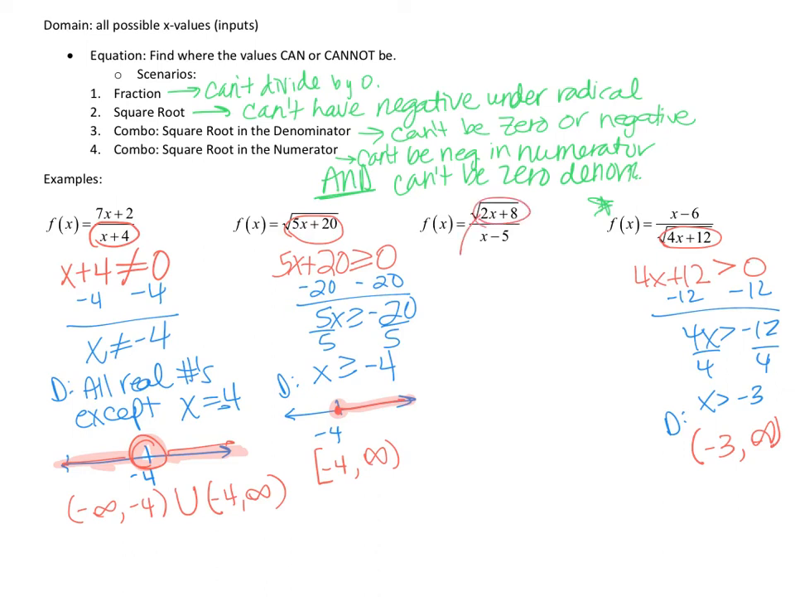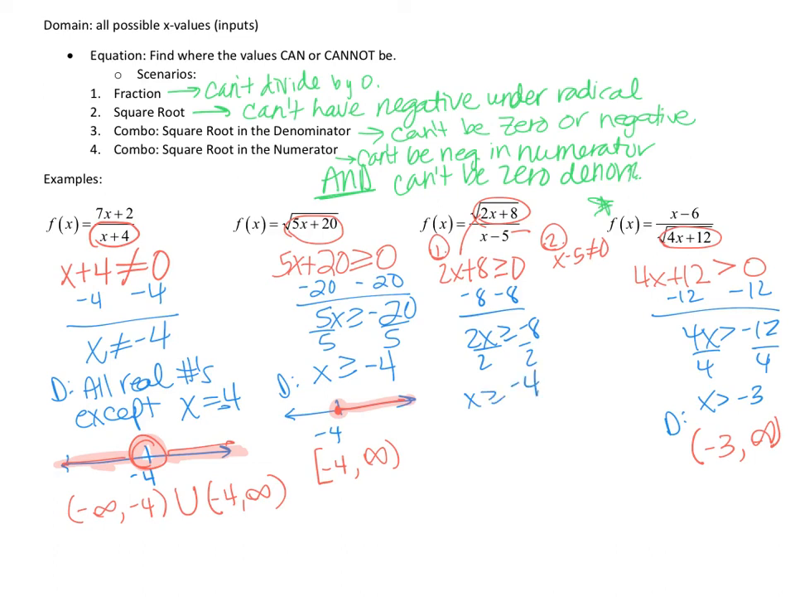So the first one I'm going to do is I'm going to say 2x plus 8. That's my numerator, so that one cannot be negative. So I'm going to say is greater than or equal to 0. That's my first one here. And my second one, I'm going to take the denominator, x minus 5, and say, well, that cannot be 0. So let's solve these real quickly. I'm going to subtract 8. 2x greater than or equal to negative 8, divide by 2, x greater than or equal to negative 4.